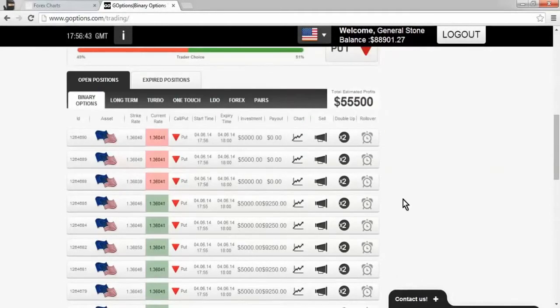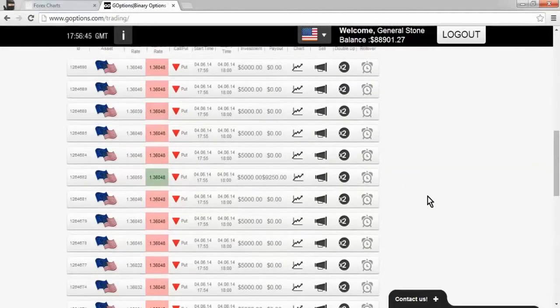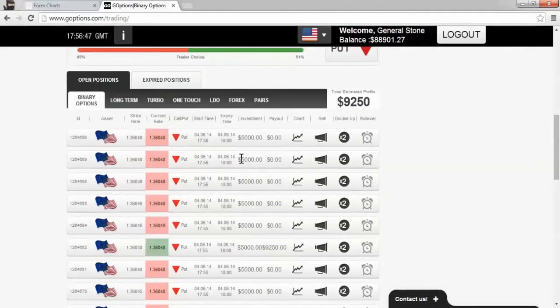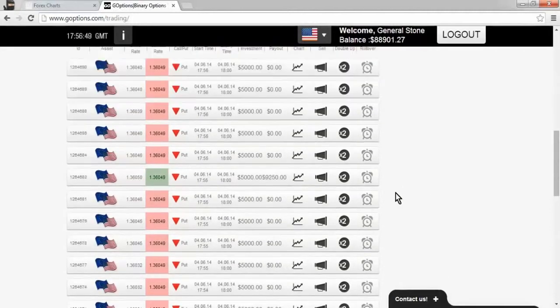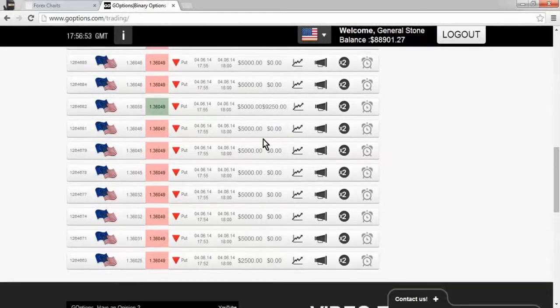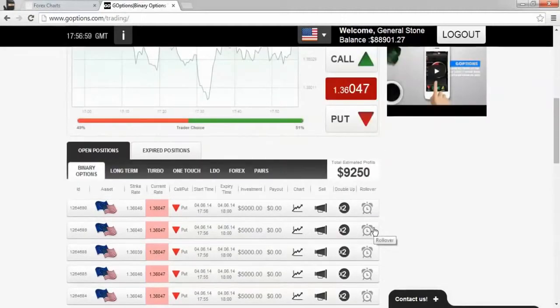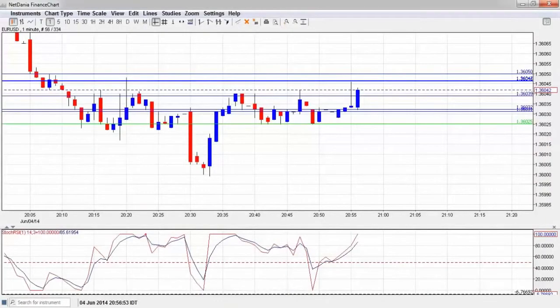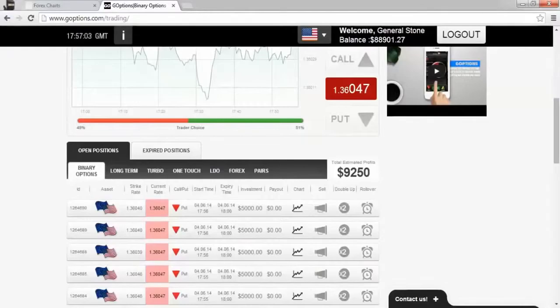So now we can see how much open risk I have. So we have 10,000, 20,000, 30,000, 40,000, 50,000, 60,000, 65, $67,500 total risk.